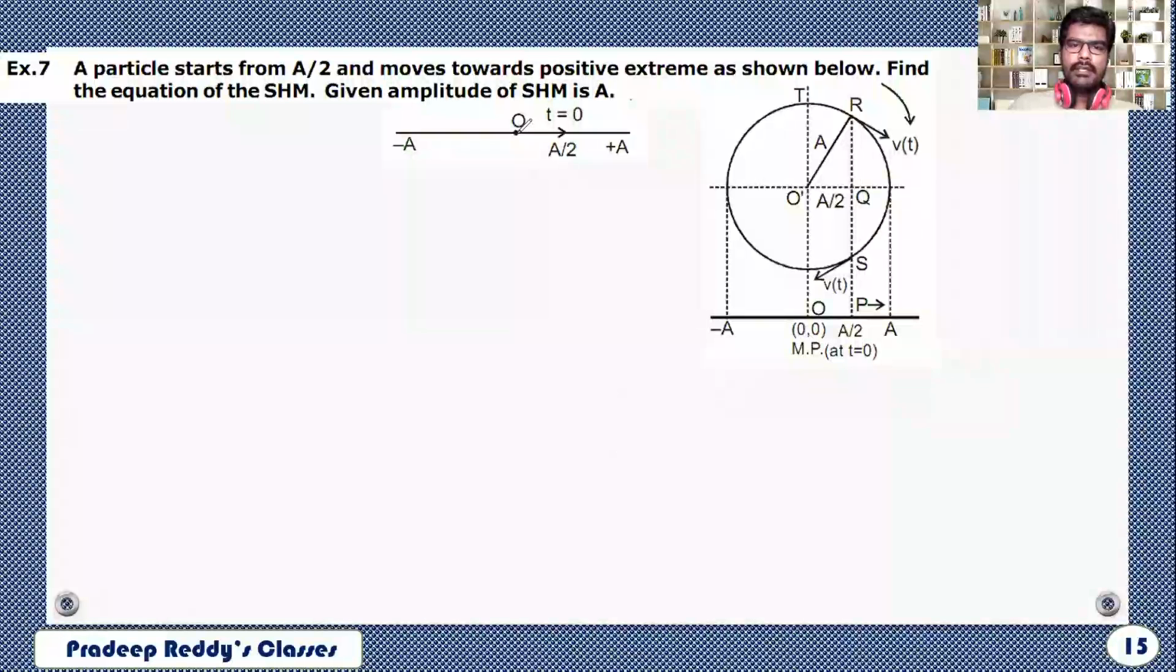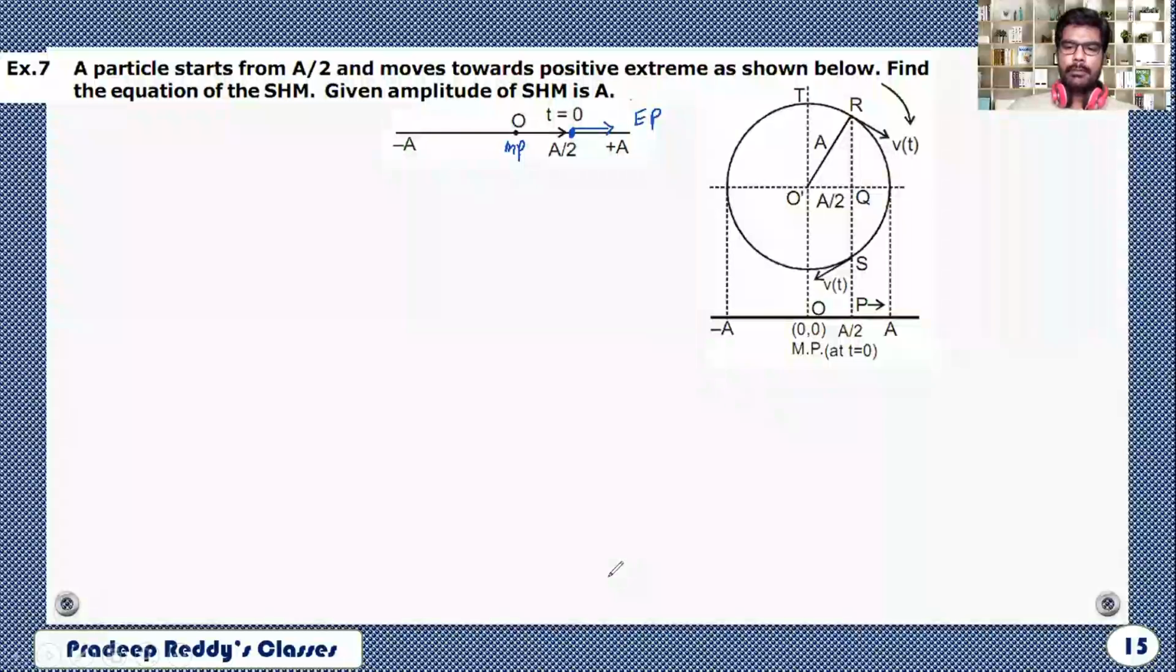A particle is starting from a by 2 and moves towards positive extreme as shown in the figure. That means this is the mean position, and this is the extreme position. The particle is starting at this point, at a by 2, and it is going towards the right side. You are supposed to write down the equation for SHM.